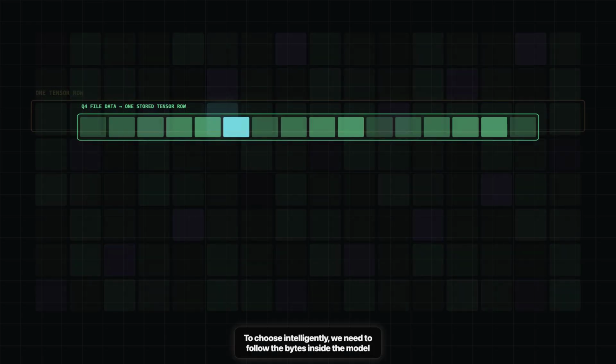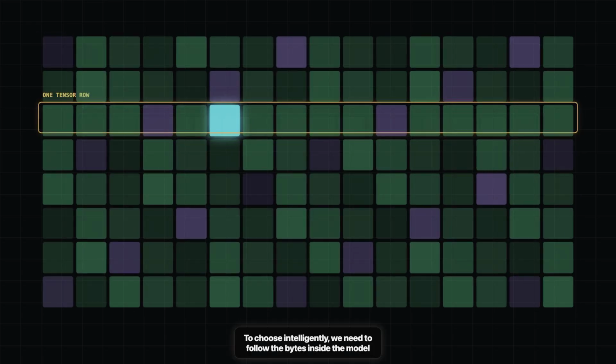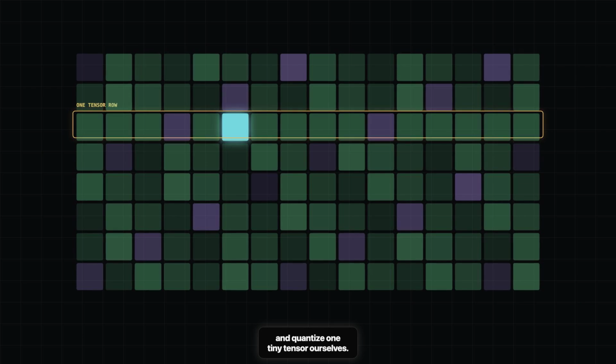To choose intelligently, we need to follow the bytes inside the model and quantize one tiny tensor ourselves. An LLM carries several kinds of numbers. The first kind is its weights, learned values stored in large matrices. Weights come from the downloaded checkpoint and stay in memory while the model runs. They dominate the static model size.